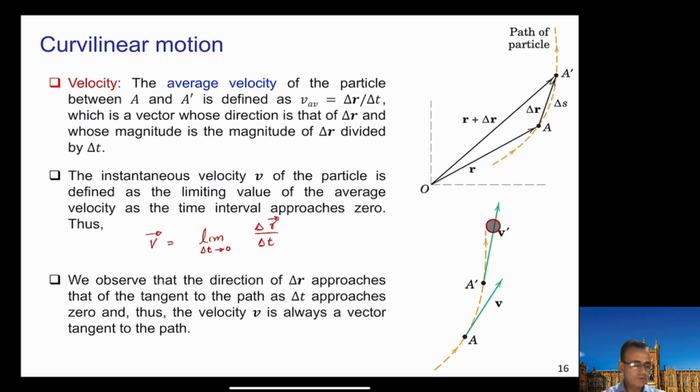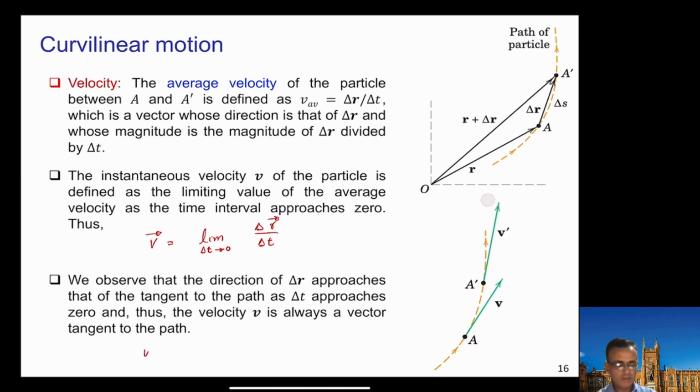As you can see in this figure here, at position A, when you calculate the instantaneous velocity, which will be this v here, v is tangent to this orange path. Similarly, if you want to calculate the velocity at point A dash, again it will be tangent to the path. So this is how you find out the direction of the instantaneous velocities.